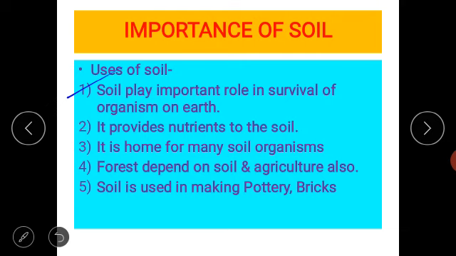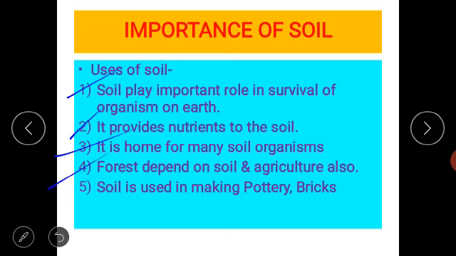Second, it provides nutrients to the soil. The microorganisms present in the soil carry out the degradation of organic waste, and in this way automatically soil becomes fertile, due to the presence of various organisms. Third, it is home for many soil organisms. Many types of organisms live in the soil and it acts as a home for them.